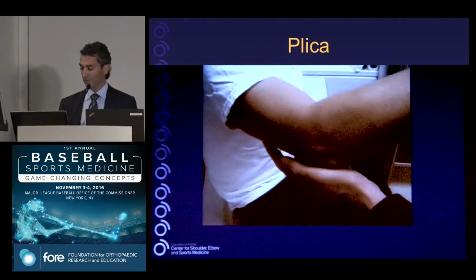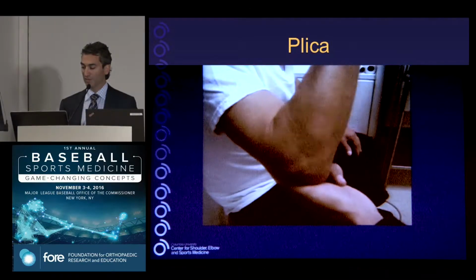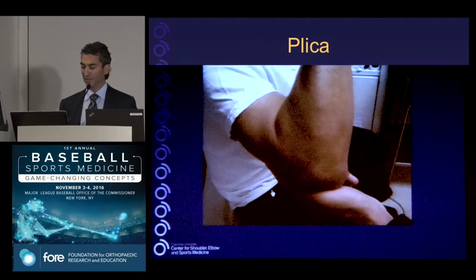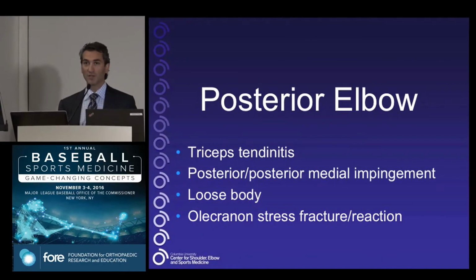I'm going to turn the volume up on this. You can hear this better than you can see it. But look, he's in pronation. Look right here. Yeah, he's snapping a plica. Physical exam gets that. You'll see plica on every MRI scan, but it's the physical exam that tells you that it's hurting. Let's move to the back of the elbow.